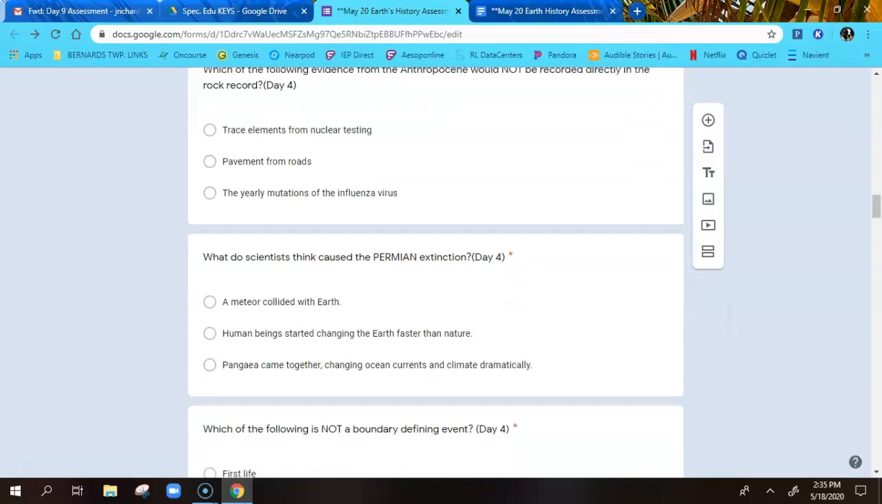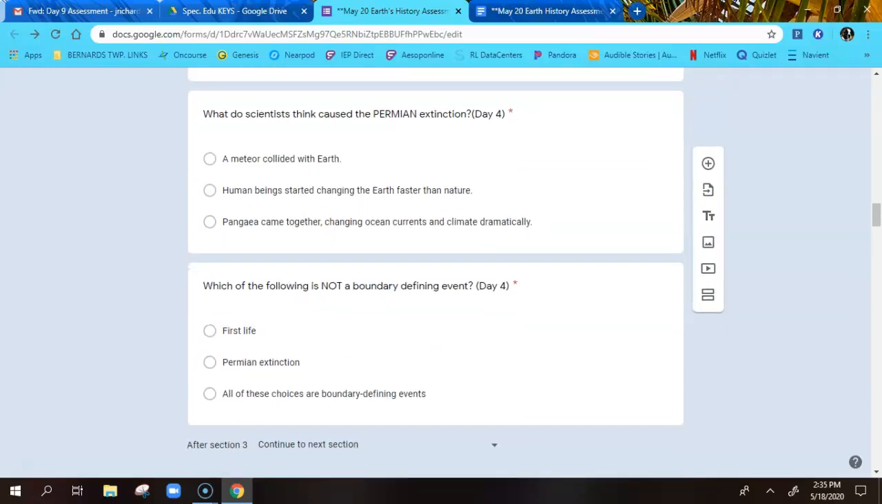Number 2, what do scientists think caused the Permian extinction? Again, from your day 4 notes. A, a meteor collided with Earth. B, human beings started changing the Earth faster than nature. Or C, Pangea came together, changing ocean currents and climate drastically.